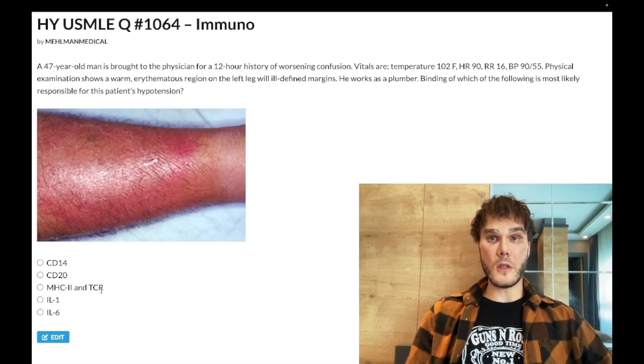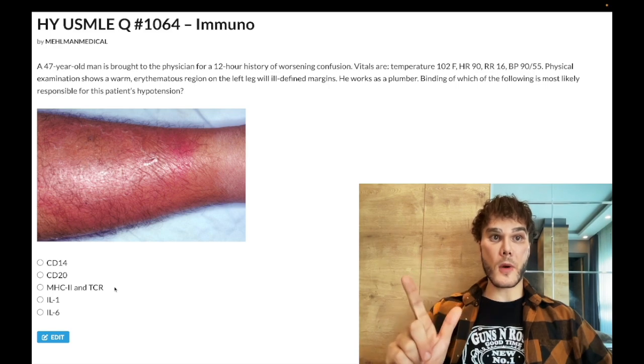Choice C, MHC2 TCR, correct answer. This is going to be for when you have superantigen. So you can have Strep pyogenes producing exotoxin A, or it can be Staph aureus producing toxic shock syndrome toxin, TSST toxin. In both instances, you're going to have that superantigen bridge MHC2 on the macrophage to T cell receptor on the CD4 plus T cell, and that in turn will cause the macrophage to release cytokines.